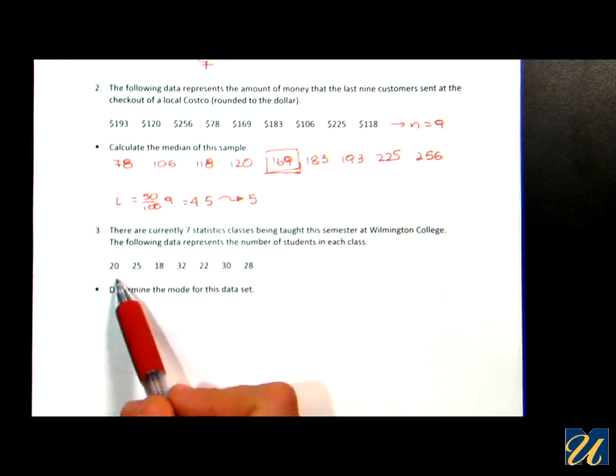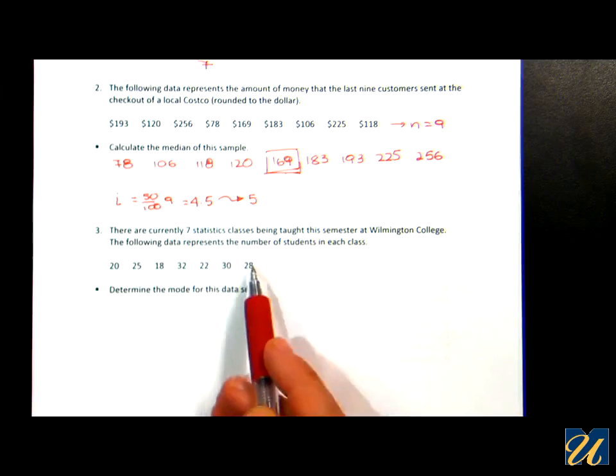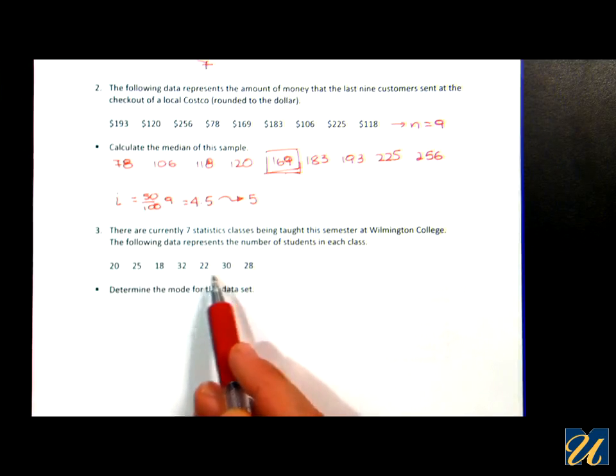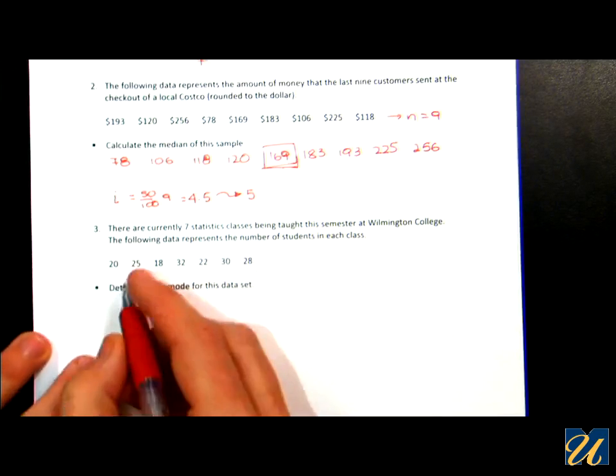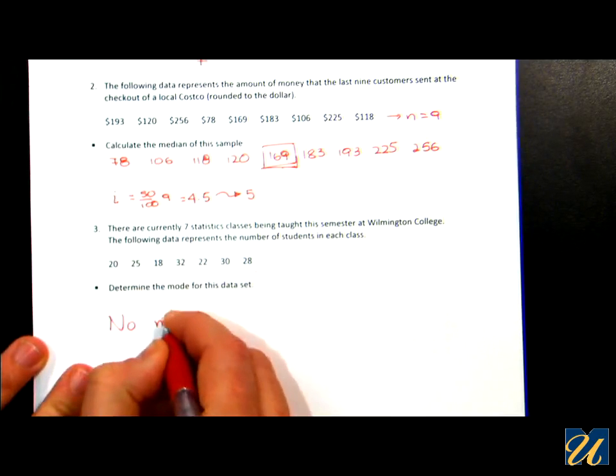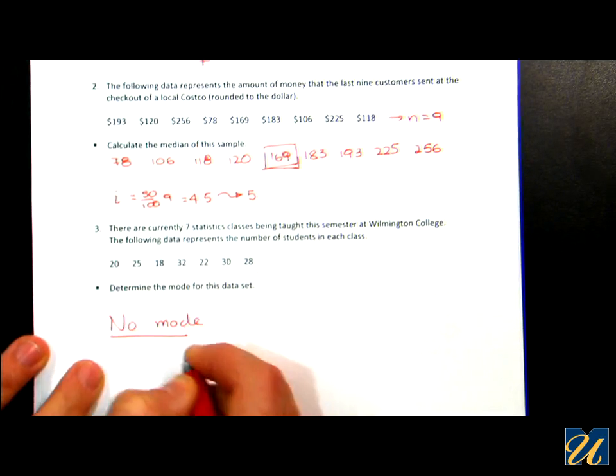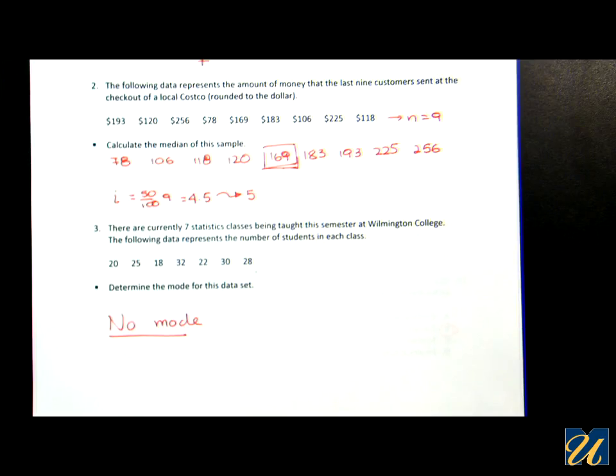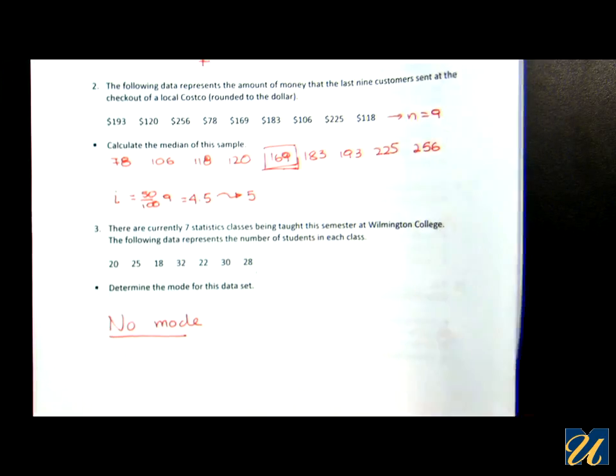If you pay attention to your entries, there is not a single value that repeats more than once. Therefore, you would state that we have no mode. No mode. All data appear once, therefore there is no mode.